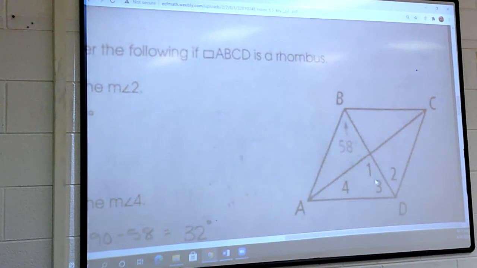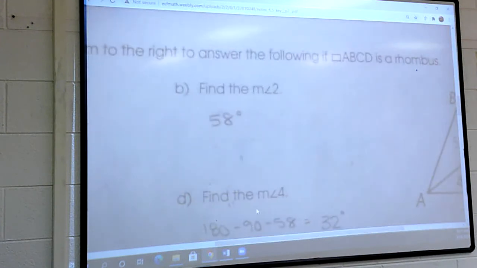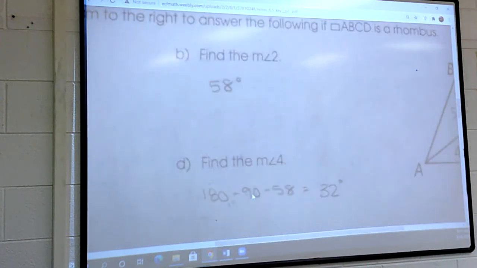You know angle 3 is 58. So we want to find angle 4. Well, we know in a triangle, all 3 angles have to add up to be 180. So we could say 180 minus the 2 that we already know. We know 1 is 90. We know the other one's 58. So we can figure out that the missing angle, which is angle 4, has to be 32.